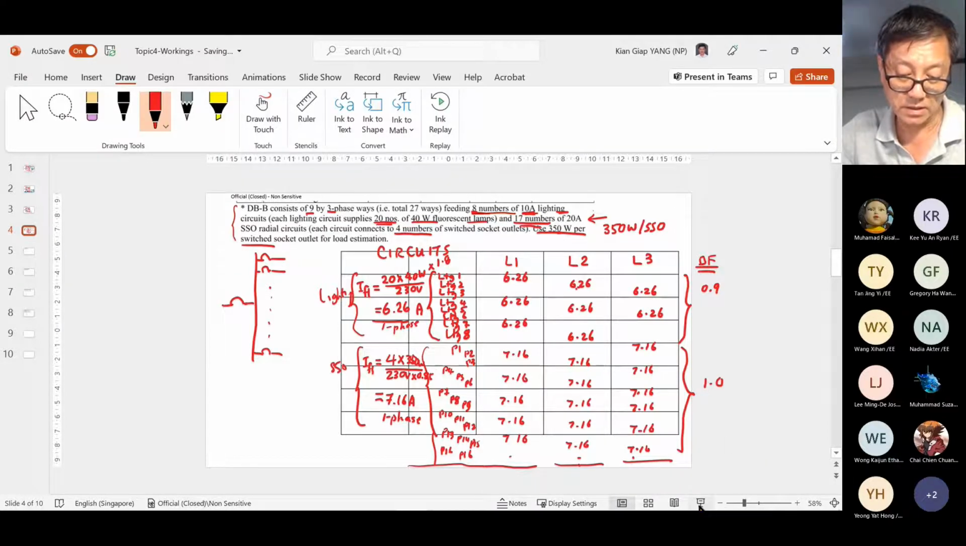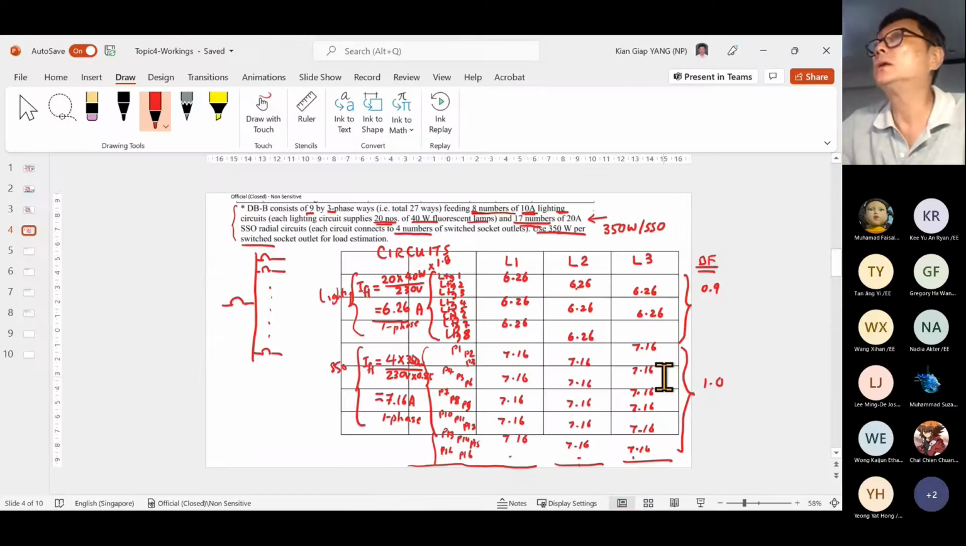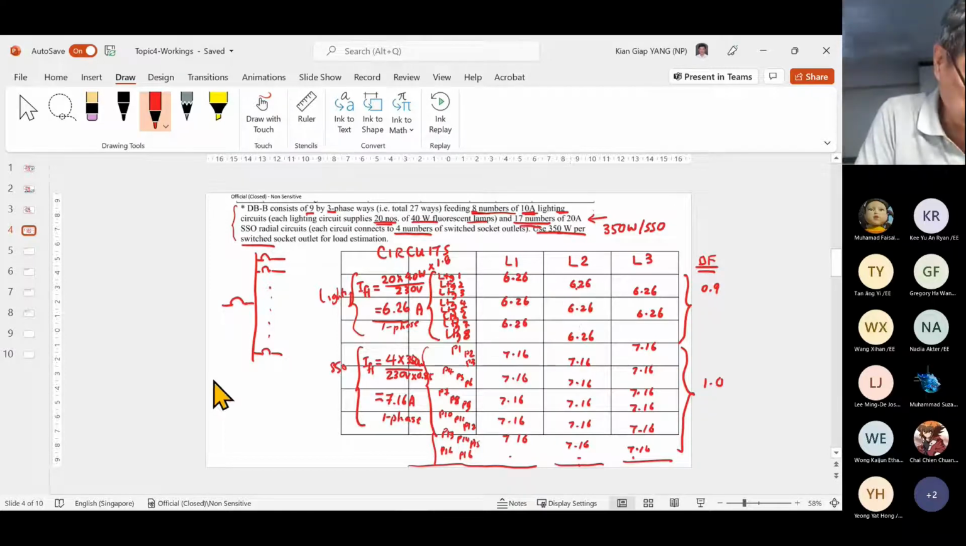So what I do now is I try to find a way to add up everyone. So if I look at phase L1, the maximum demand will be what? 6.26. How many circuits are there? 1, 2, 3. So 3 times 6.26 ampere multiplied by the diversity factor 0.9. So this is for the lighting part.